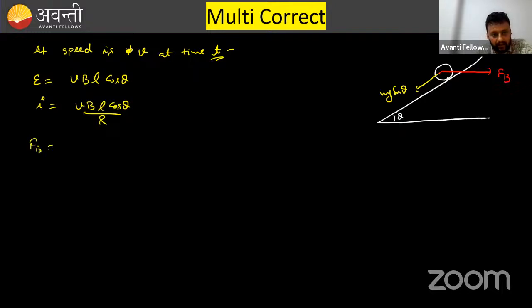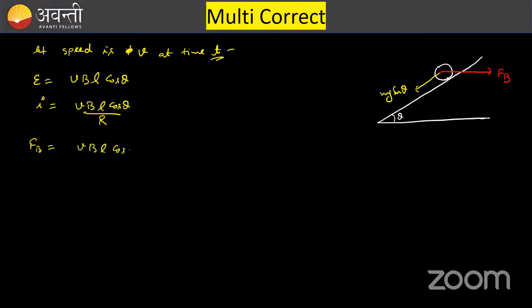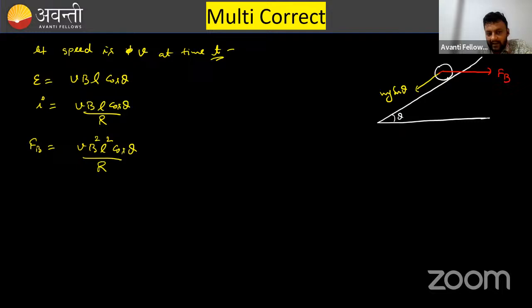Magnetic force FB is equal to... does anyone remember what came out earlier? FB, our magnetic force, is ILB. If I put the values, I is VBL cos theta by R. Is this right? This is magnetic force. Cos squared, correct, I think. That cos theta is due to the component. If I take the component, FB cos theta. Now, actually, this is not in equilibrium.